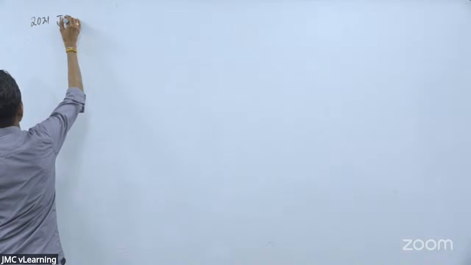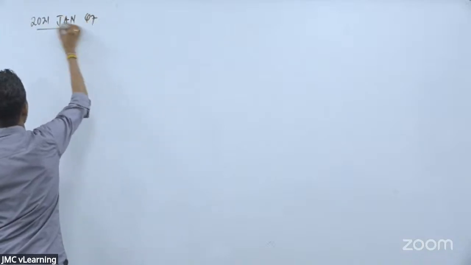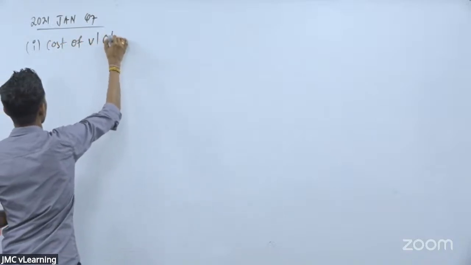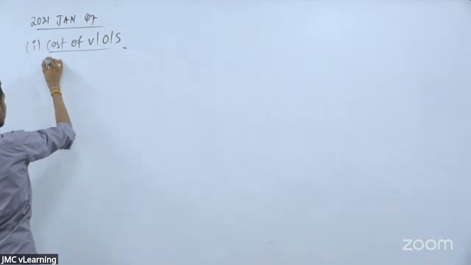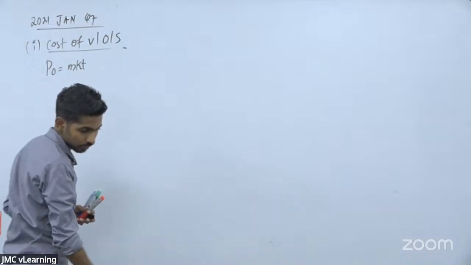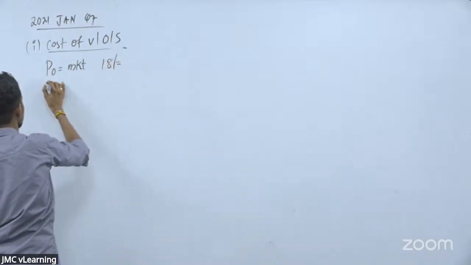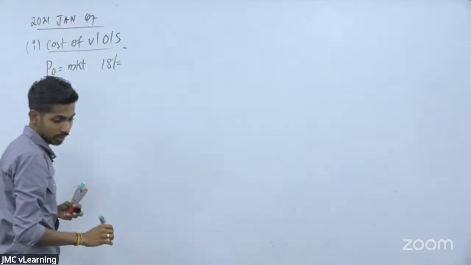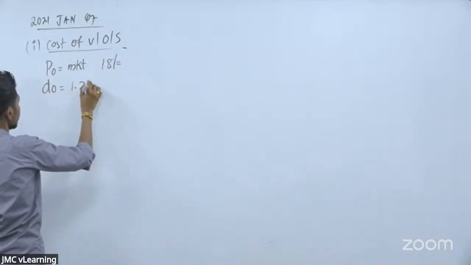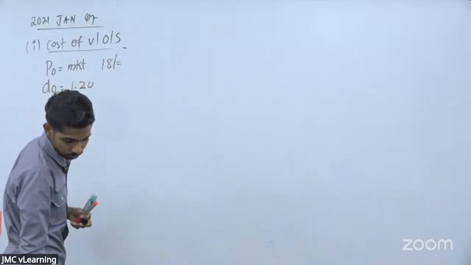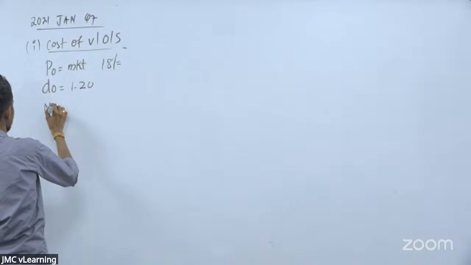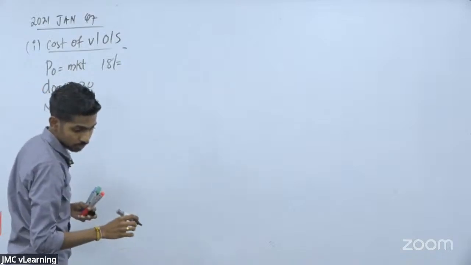2021 January, question number 7. First one, cost of voting ordinary shares. Here P0 is how much? P0 means the market value, the market price per share. Market price per share is 18 rupees. Then D0, the dividend recently paid, is 1 rupee and 20 cents. Number of shares is 40 million.